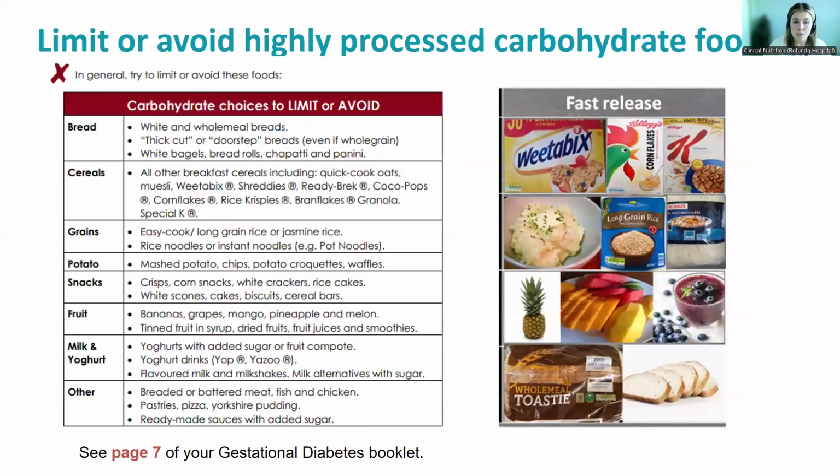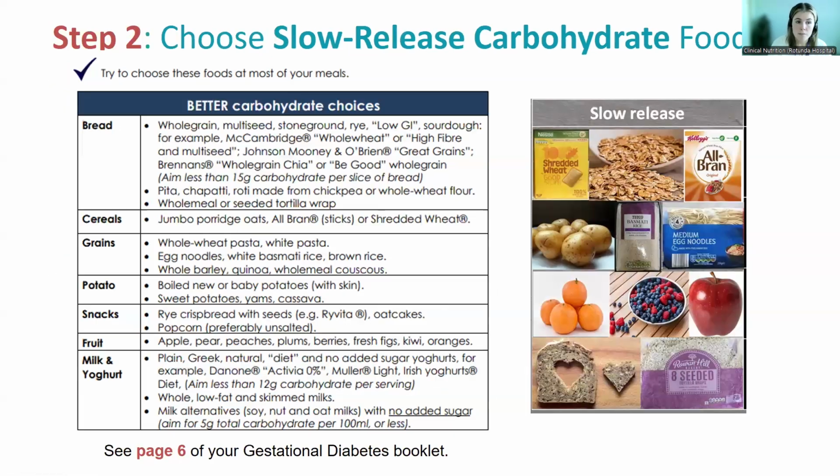Then on page 7 of the gestational diabetes booklet, it shows you the carbohydrate foods that we would recommend you to limit or avoid, because we know they spike up the blood glucose levels very, very easily. So in general, you're going to try and limit or avoid these carbohydrate foods here on this list. I'm going to go back and briefly talk you through these two lists.